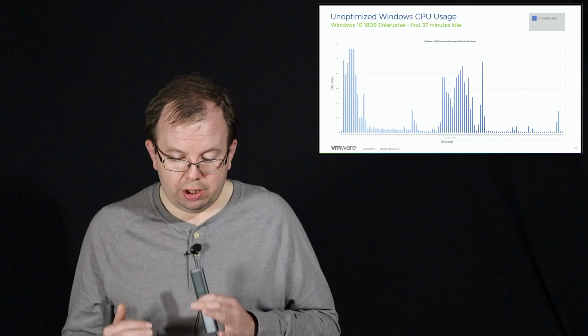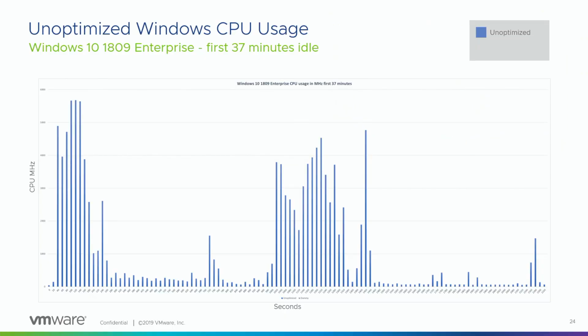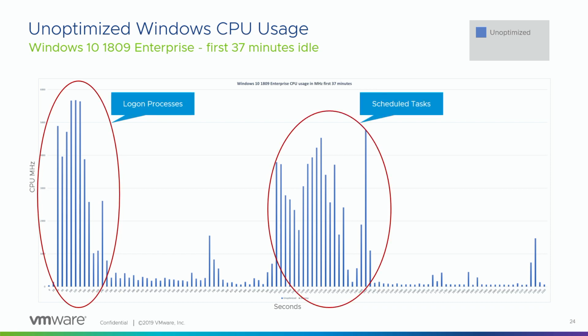So if we want to take a look at the true benefits of optimization, this chart here shows an unoptimized Windows desktop. This is the first 37 minutes from login. On the screen here, we can see that we have some significant peaks in CPU utilization, all the way up to about 6,000 megahertz for parts of this process. It goes up, it peaks, and it comes back down for a little bit, and then scheduled tasks start to kick in after login, where we again start to ramp up that CPU utilization.